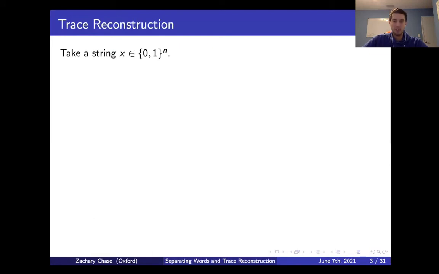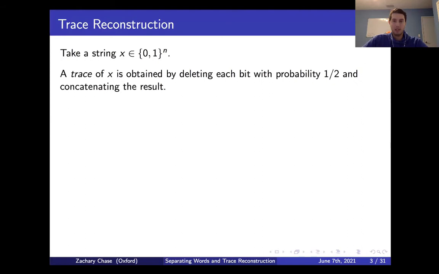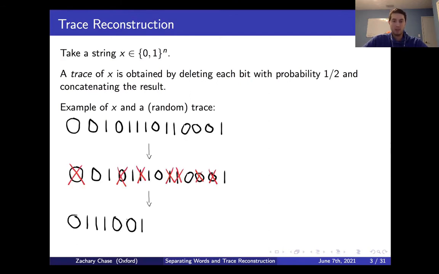So you take a string x in {0,1}^n, and we define a trace of x. It's a random string, obtained by deleting each bit of x with probability 1/2 and concatenating the result. Here's an example of x and a random trace. x is 0, 0, 1, 0, 1, 1, 1, 0, 1, 1, 0, 0, 0, 1. The randomness is such that the first bit is deleted, the second and third are kept, the fourth is deleted, etc. Then all that's outputted is this final string. In particular, we lose the information about where these bits came from in the initial string. All we see is the final trace.